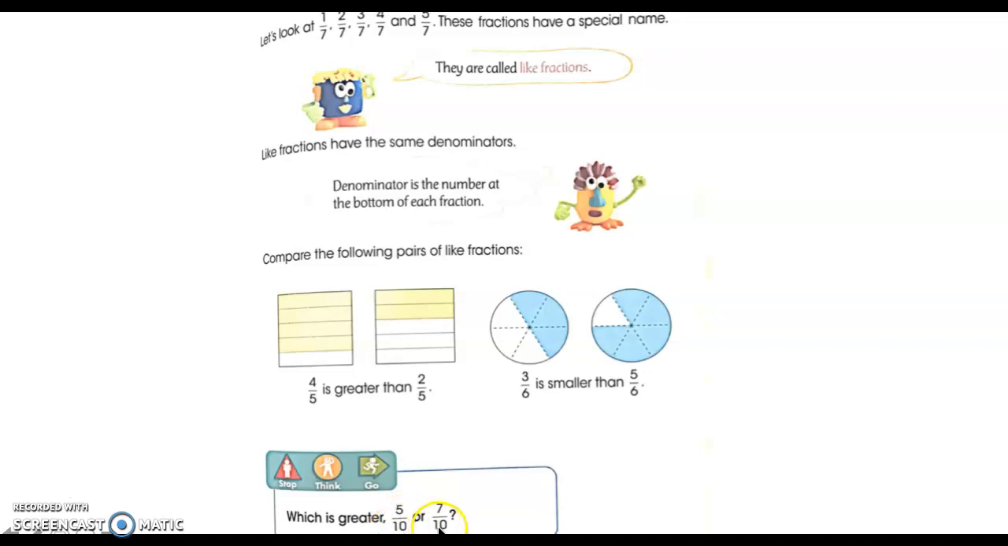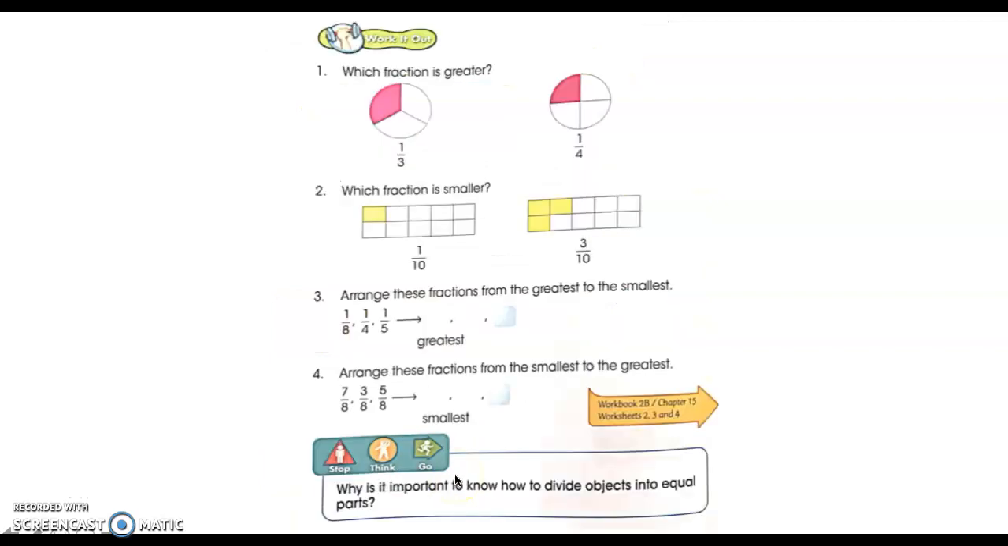Now the denominators, the bottom numbers, are the same, 10. Which fraction has the bigger upper number? 7. So this fraction will be the bigger one. Now let's do the workout. Which fraction is greater? This is 1/3, 1/4. By observing the figure, this is smaller, this is bigger, so the colored part is bigger here. So 1/3 is bigger.